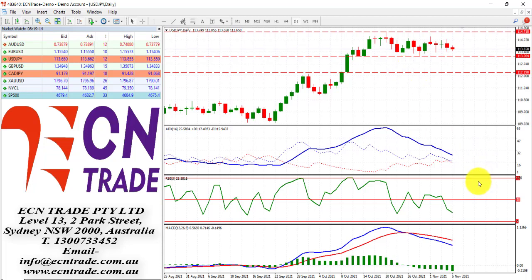The dollar yen is still remaining somewhat sideways within the parameters of 113.20 to 114.70. With the technicals remaining weak, I do anticipate that we should eventually see this level crack and look down towards that 112 region and reassess from there.